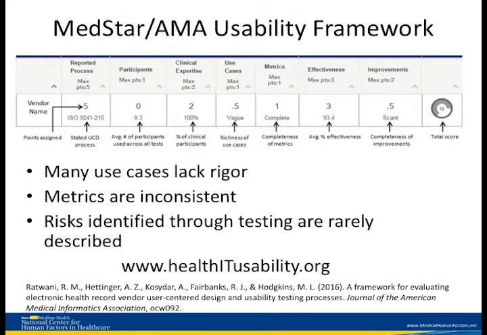And the third is, do they talk about improvements to their system, which is one key purpose of doing this testing. And we created a simple 15-point grading scheme around this and made it all publicly available. And we did it, I think, for about 20 vendors. And so you can go to healthITusability.org and you can see the 20 vendors that we looked at, and you can see their scores, and you can see where they fall on this.